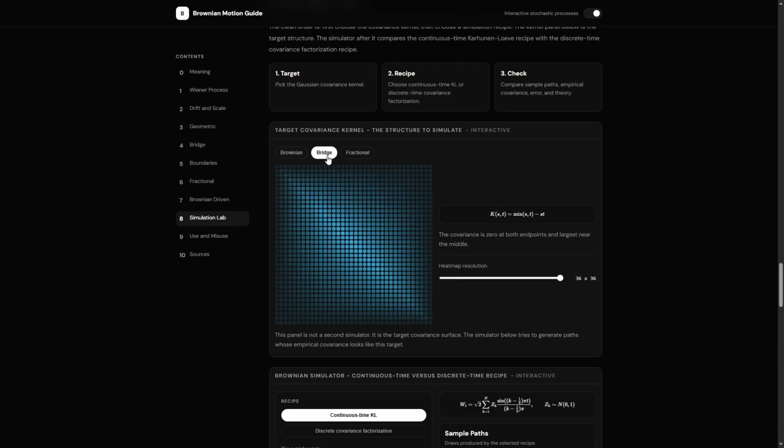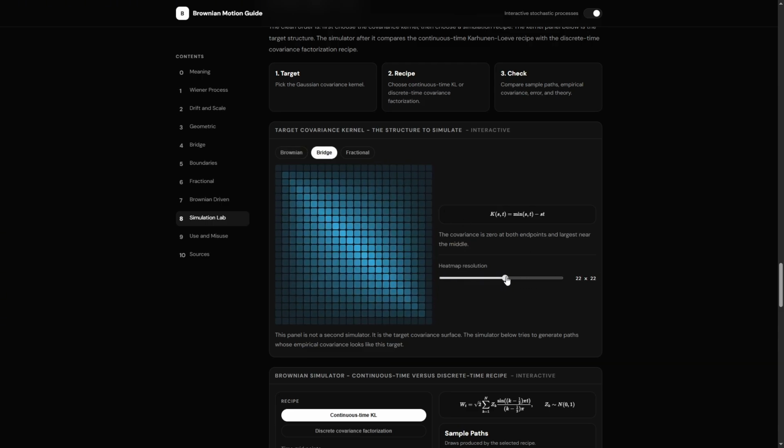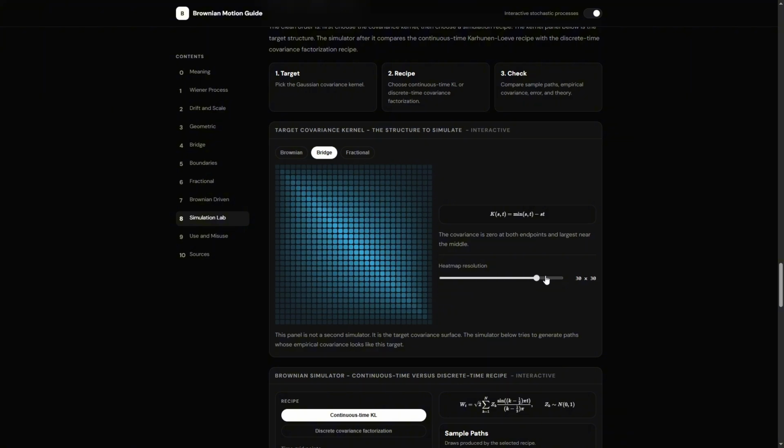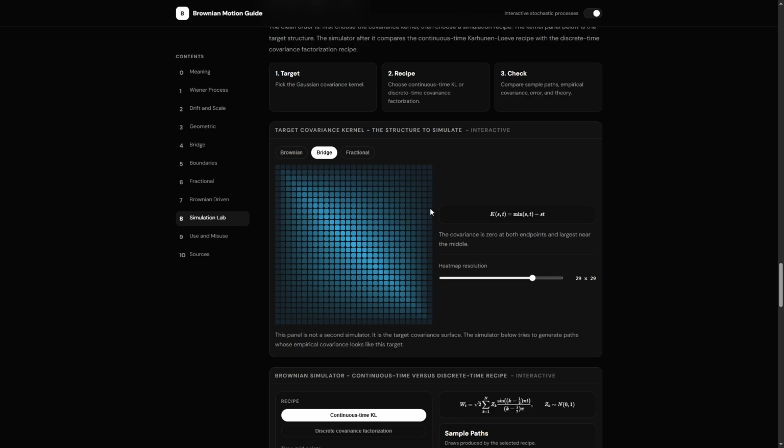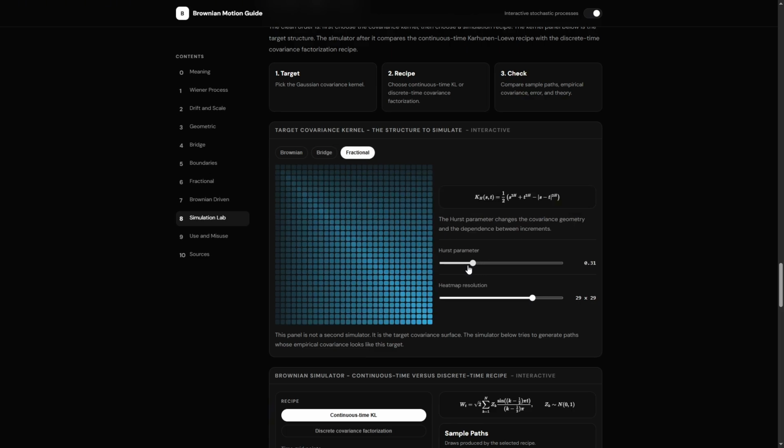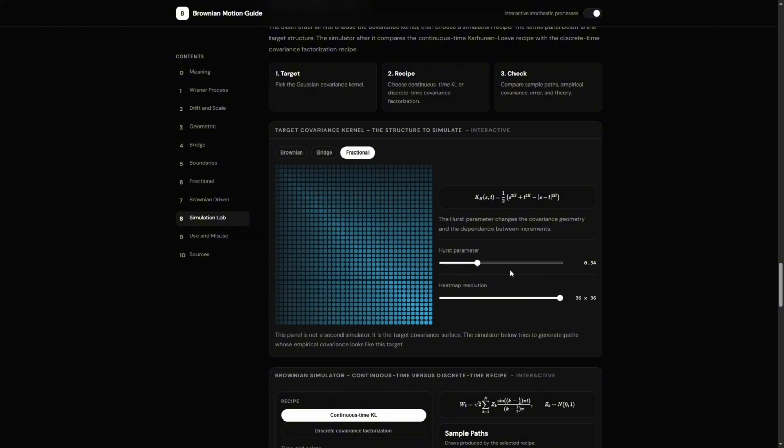If you switch to bridge, as you can see, the covariance is 0 at both endpoints, as it's set here, and largest near the middle. And as you can see how the Hurst parameter changes here, let's maximize the resolution. The Hurst parameter actually shows how the covariance changes.